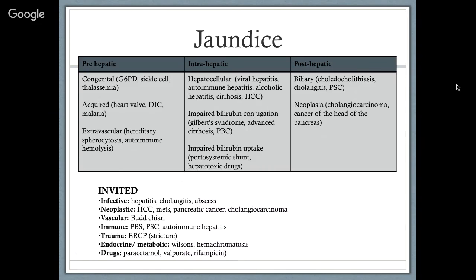And post-hepatic is seen generally outside the liver: cholelithiasis, cholangitis, cholangiocarcinoma, cancer of the head of the pancreas causing obstruction. And there's also a surgical sieve here. If you prefer to think of things in terms of systems, if you've really got no idea and you want to make sure you cover all your bases, I like to sometimes jot this down outside each OSCE station. So make sure I've ticked off my infective causes, neoplastic, vascular, immune, trauma, endocrine, and drugs. Another good way to think about causes of jaundice if you want to make sure you've covered your bases.